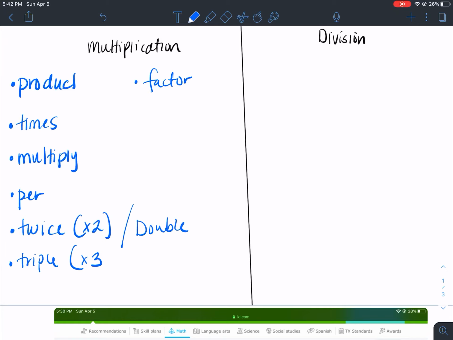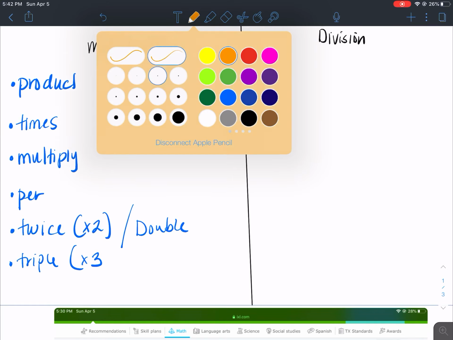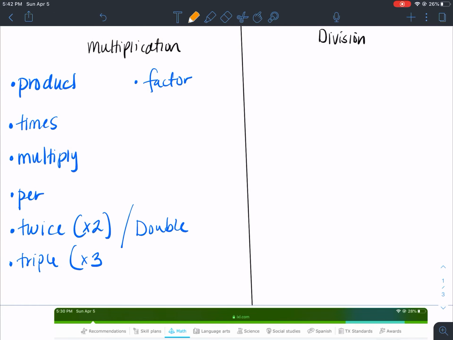Okay, so now let's go ahead and go to division. Let's use orange. Anytime you have something to do with groups or splitting it up, it's going to be division. So the main one is split. If you're splitting something into groups, you already know you're going to be dividing. If it says something about equal parts, then you know you're going to be dividing into equal parts. Split evenly. I'm going to put somewhere here, evenly.